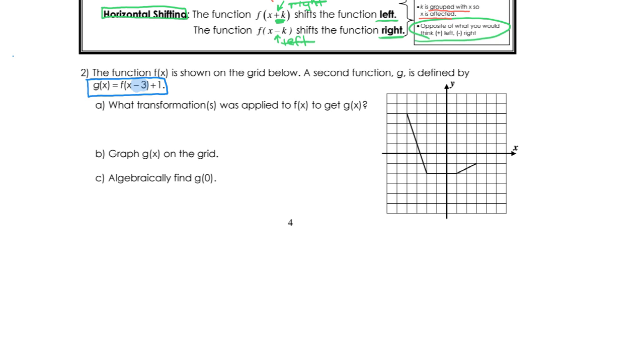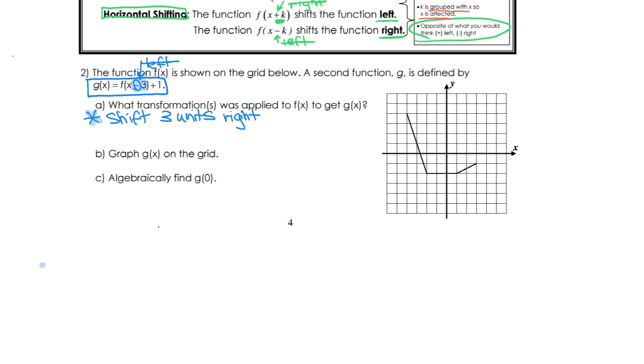That -3, I know it means 3 units. So it's a shift of 3 units. And now it's grouped with x, right? So I would think that that minus in there means left, okay? But it's not. It's 3 units to the right.